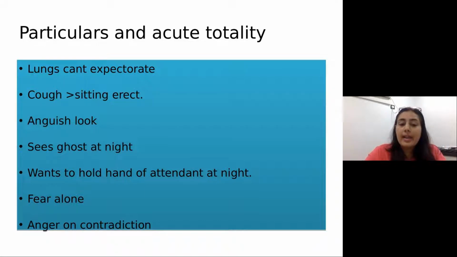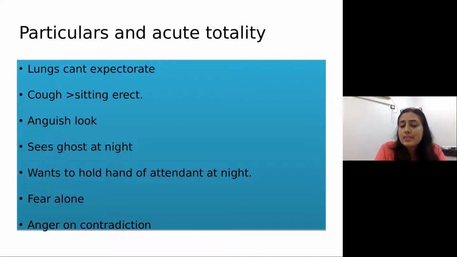Fear of being alone. At night, he cannot stay alone in the ICU. He wants one person, so one ward boy and one sister were allotted to him, and she was always sitting with him. And one more thing she said: whenever I go and meet him and request him to kindly change your dress, or just try to have this soup, he used to get very angry. Whatever was said against his own wish, he used to get angry.